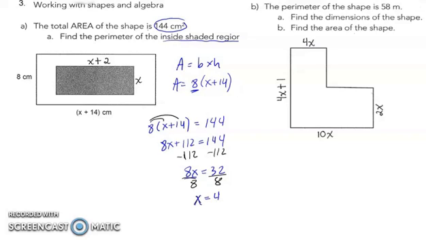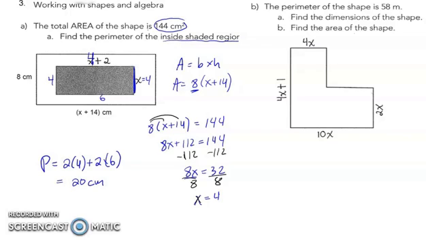Now, what am I supposed to do with that? Well, now that I know the value of x, I can find the perimeter of the inside shaded region by replacing. So if x is equal to 4, that side length is going to be 4. And if x is equal to 4 here, then that's going to be 4 plus 2, and that side length is going to be 6. So the perimeter of the shaded region is going to be 2 times 4 plus 2 times 6. Or if you do it the other way, it's 4 plus 6 doubled. And that's going to give me 20 centimeters for my perimeter.